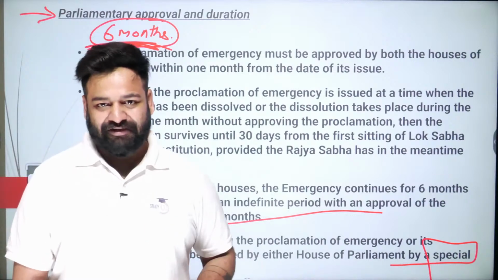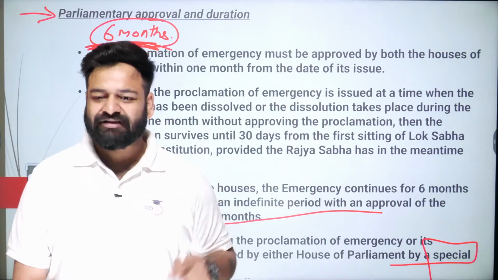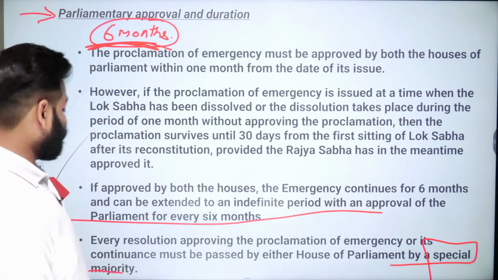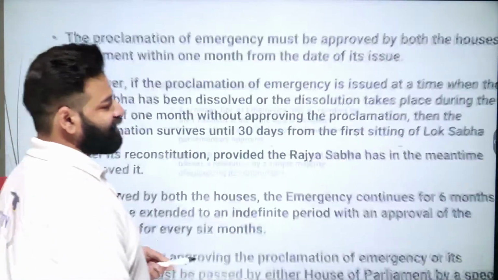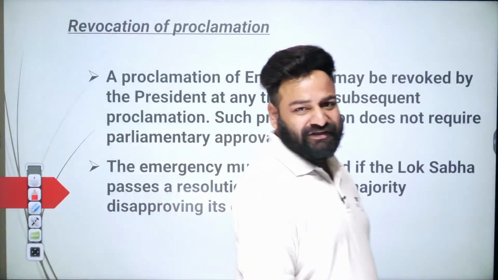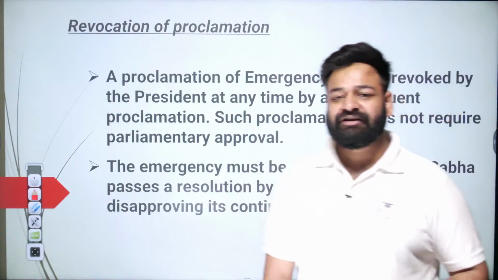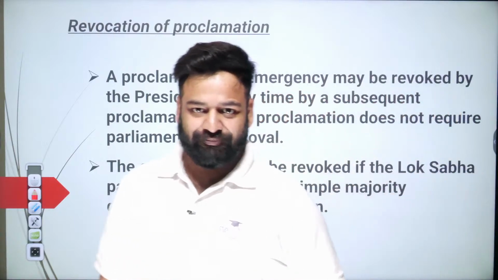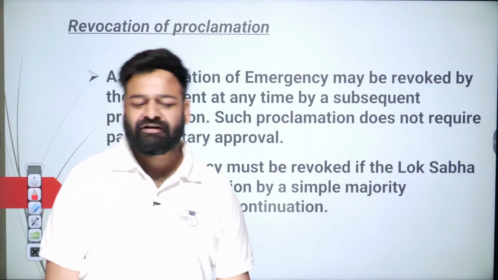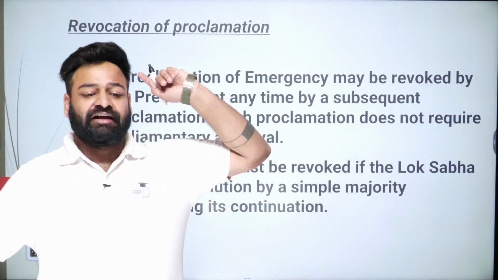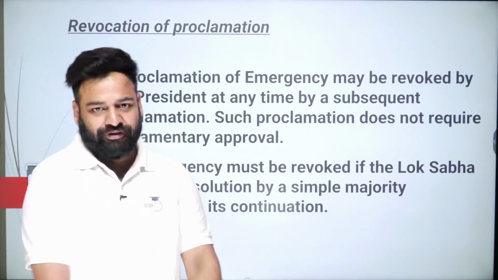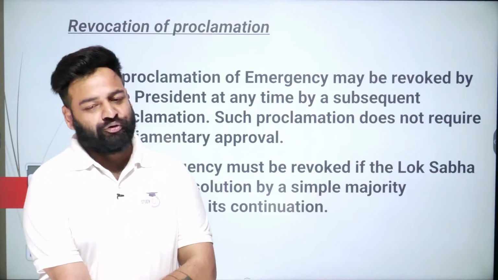So once passed, the emergency shall continue to be in operation for 6 months. And every 6 months it needs what? It needs re-approval by the parliament. For how many years can it happen? For n number of years. But in every 6 months, the parliamentary approval is required.